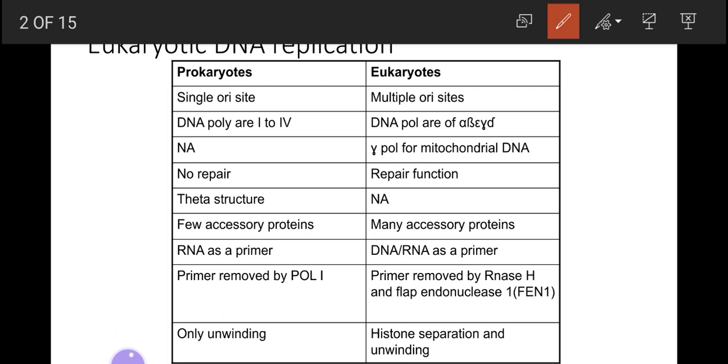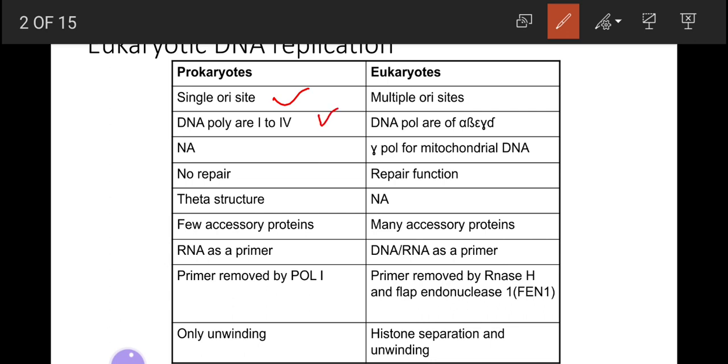In the prokaryotes, as their genome is of small size, a single origin of replication is sufficient in order to replicate all of their DNA. In the eukaryotes, the molecular size of the DNA is great, they are large in size, and so multiple origins of replication are needed.